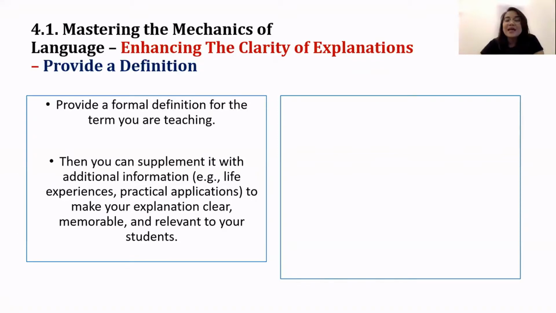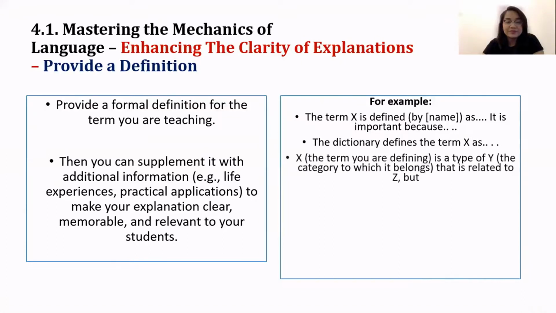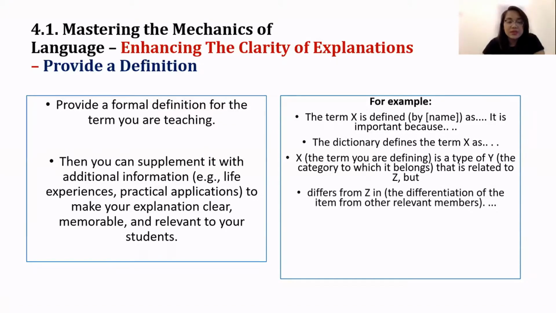So how to do that? I'll show you some useful phrases and please repeat after me. The term X is defined by blah, blah, blah as, it is important because, the dictionary defines the term X as, X is a type of Y that is related to Z, but differs from Z in, so you say the differentiation.